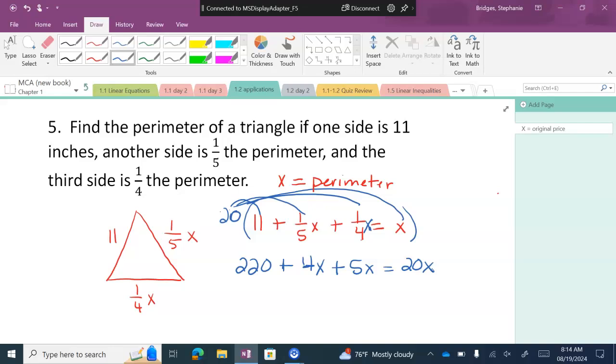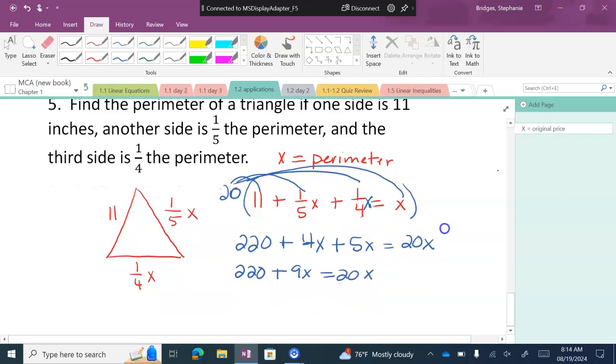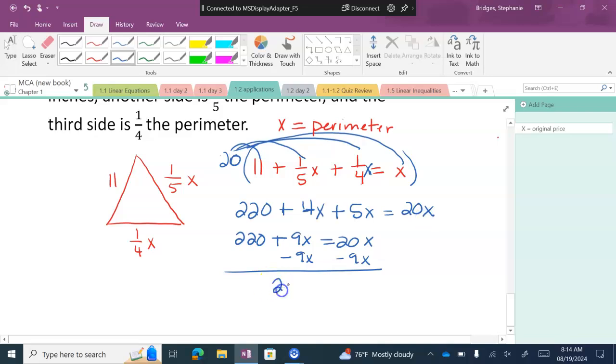We are going to combine our like terms. We are going to solve by subtracting that 9 over with the 20. And then we can divide both sides by 11. And what is the perimeter going to be?